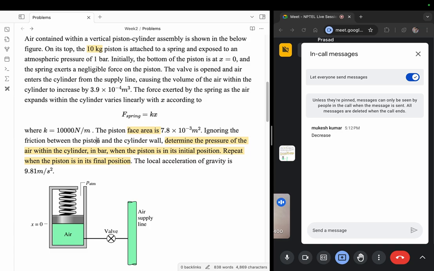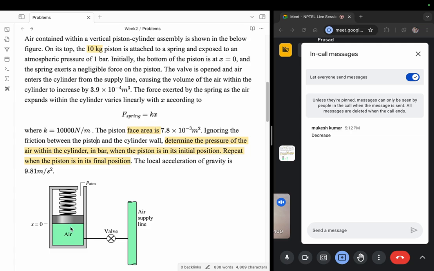Let's just split the problem. The first part is you need to understand it in the initial position. The initial position is when the valve is closed. So basically this is the scenario: there is some air inside, but the valve is closed. It is not connected to the supply line. So the pressure here is, as you mentioned, force by area.